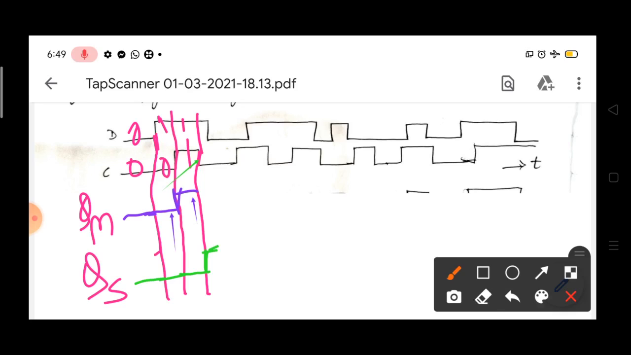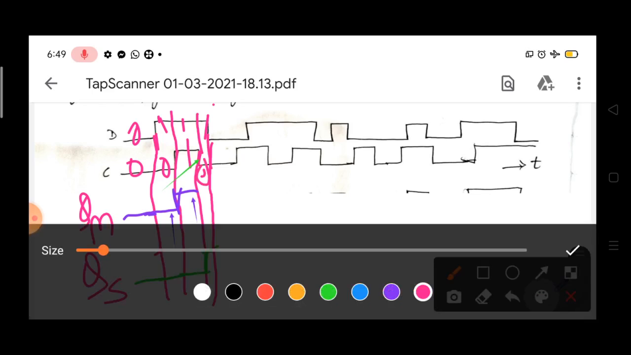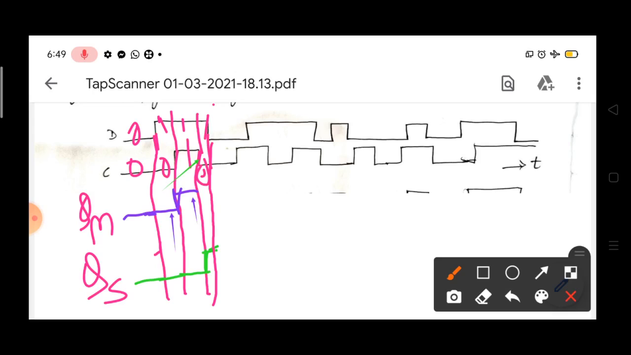Now the next step, up till here I'll do, when D is high till here. Now see, up till here D is 1, clock has become 0. It means what? If clock has become 0, my output will follow its previous state. Correct? So my QM is 1, and my slave's output is also 1.